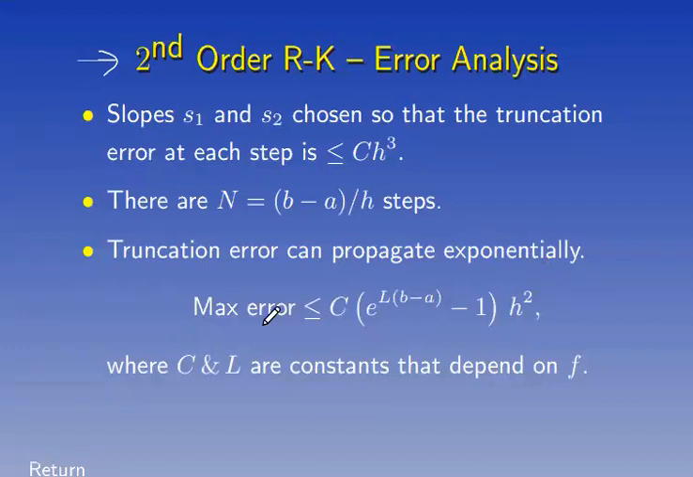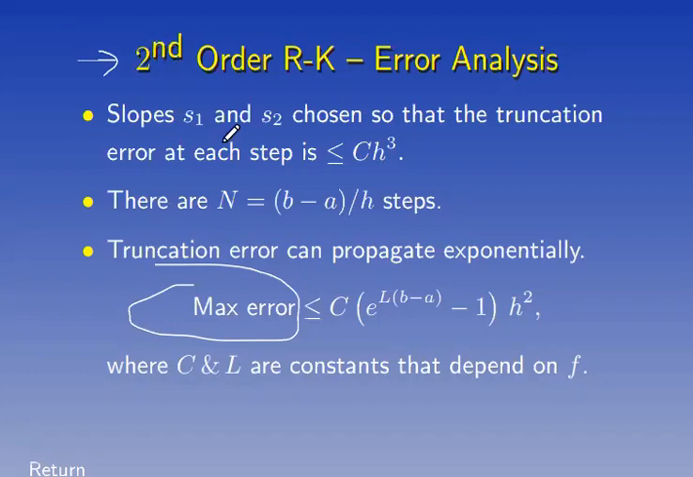This is the total error, bounded by some constant times h squared. Earlier, with Euler's method, the total error is bounded by a constant times h. If you reduce the step size of each interval, you can reduce the total error drastically compared to Euler's method.